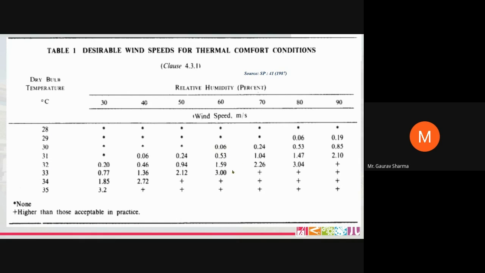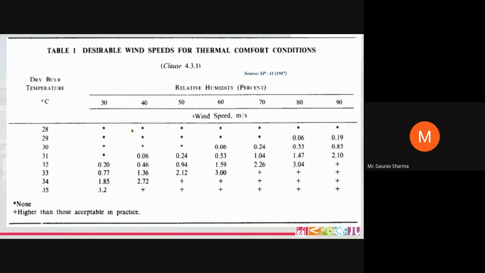There are some more things, that plus is indicating higher than those acceptable in practice. यानी कि इससे ज्यादा विंड एक्सेप्टेबल नहीं, 3.2 मीटर पर सेकेंड, दैट्स क्वाइट हाई रेंज ऑफ द विंड. ओके, सो इससे ज्यादा हमारे लिए पॉसिबल नहीं है. दैट मींस इट इज शोइंग बाय द प्लस, तो ये पॉसिबल नहीं है. ठीक है, मींस थ्योरेटिकली इट कैन बी पॉसिबल, बट टेक्निकली this will not give us the comfortable conditions over there actually. Okay, so इसको हम consider नहीं करेंगे.